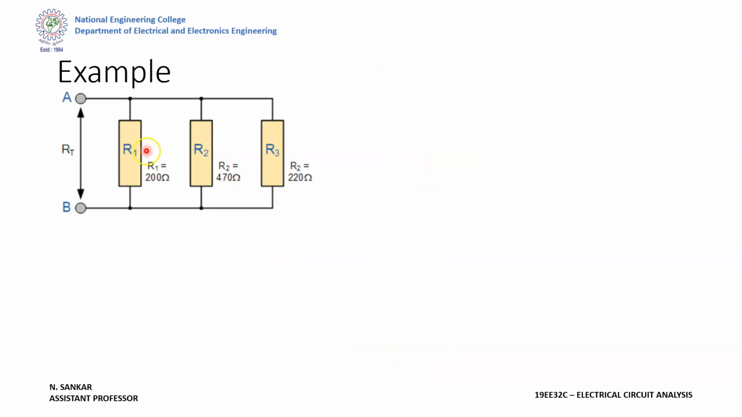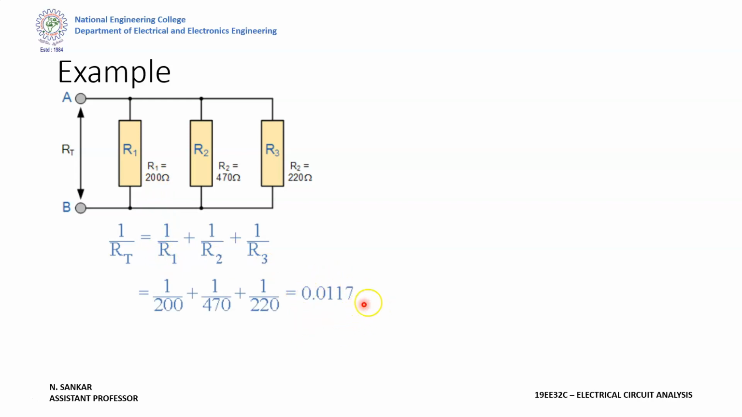So, example: just three resistors are connected in parallel. Find the R equivalent. So R equivalent is nothing but 1 by RT is equal to 1 by R1 plus 1 by R2 plus 1 by R3. Just substitute the values of R1, R2, R3 here and find the value. So it should be equal to 0.017. So this is not the answer. This is the value of 1 by RT, but our aim was to find RT. So just take the reciprocal, which will give the answer. So 85.67 is the answer.